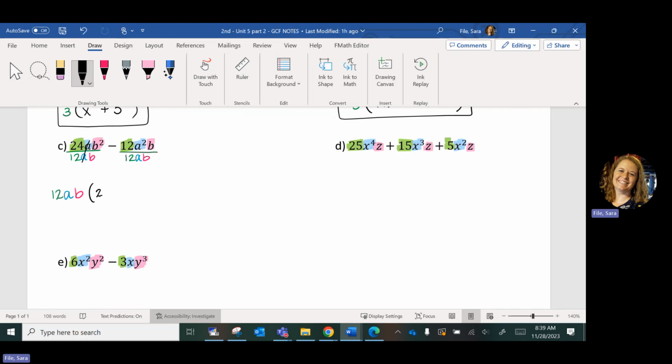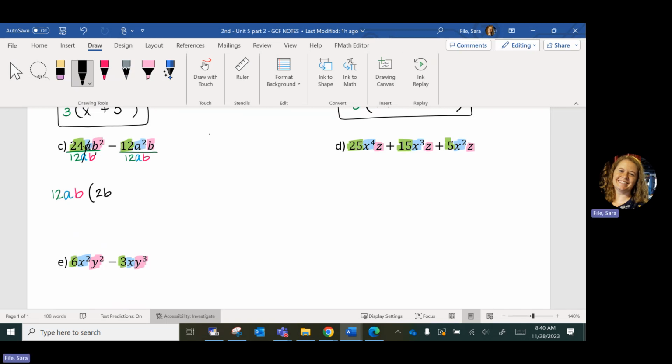Okay, now b squared divided by b. Do y'all remember your exponent rules? When you're dividing like bases, what do you do with the exponents, the powers? Subtract. So this is an understood power of 1. So what's 2 minus 1? It's just 1, right? So b to the first power, just b. b is all I'm left with.